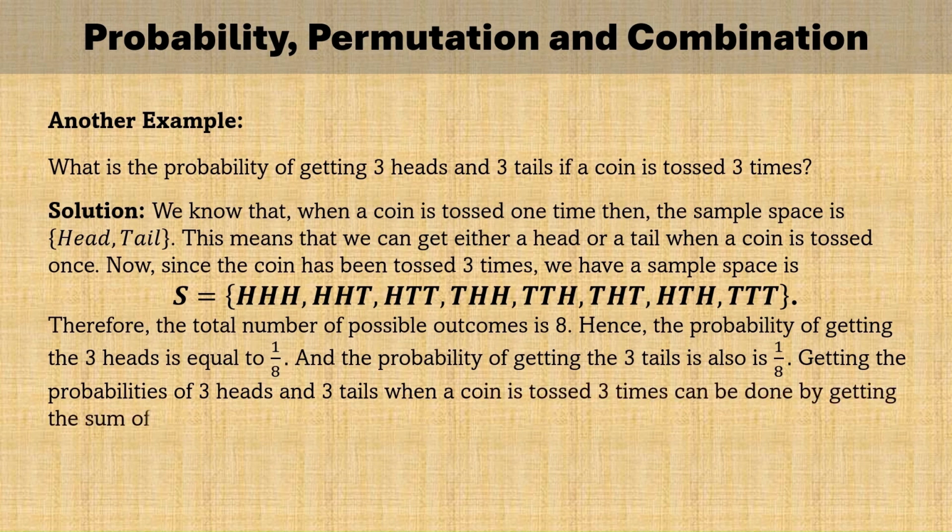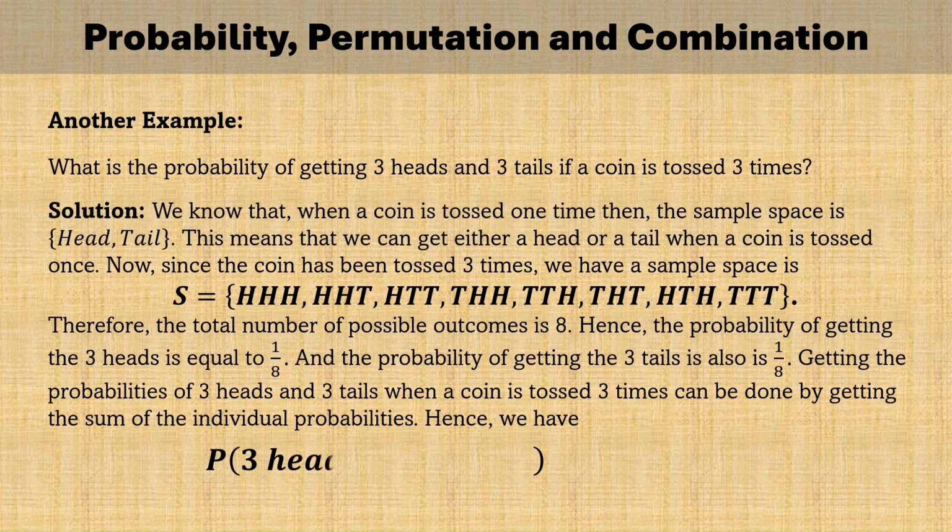Then fifth possibility is, tail in the first toss, tail in the second toss, head in the third toss. The sixth possibility is, tail in the first toss, head in the second toss, tail in the third toss. Seventh possibility is, head in the first toss, tail in the second toss, head in the third toss. And finally the eighth possibility is, tail in the first toss, tail in the second toss, and tail in the third toss. Hence, there are a total of 8 possibilities or elements in the sample space.